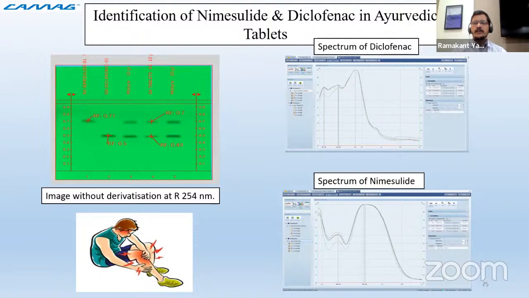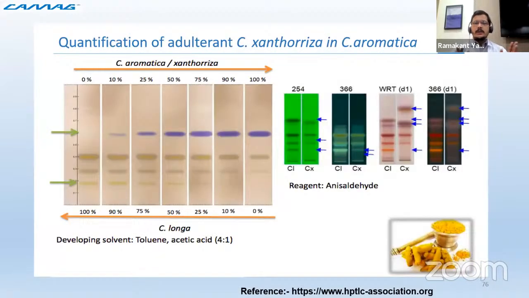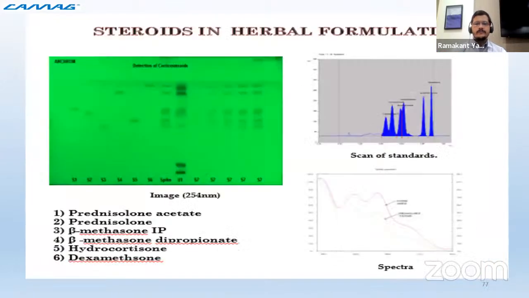But no, most of the time many manufacturers are adding synthetic APIs like nimesulide and diclofenac. That is not acceptable. We have checked the presence of those synthetic APIs showing pain killing activities in Ayurvedic formulations. Then a mixture of 2 different plant species, Curcuma longa and Curcuma xanthorrhiza, we can identify by using the HPTLC fingerprint method. Different steroids, corticosteroids like prednisolone acetate, prednisolone, etc., from herbal formulations we can separate and we can quantify.